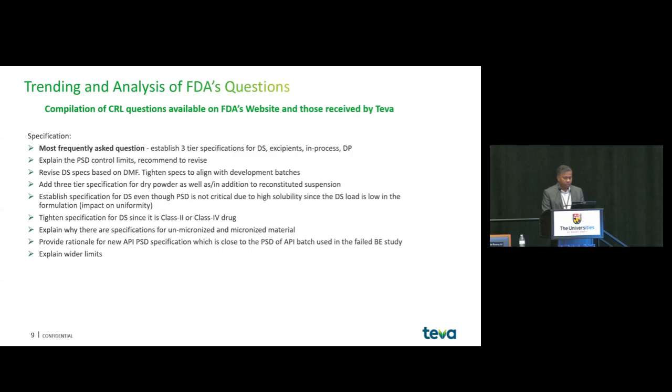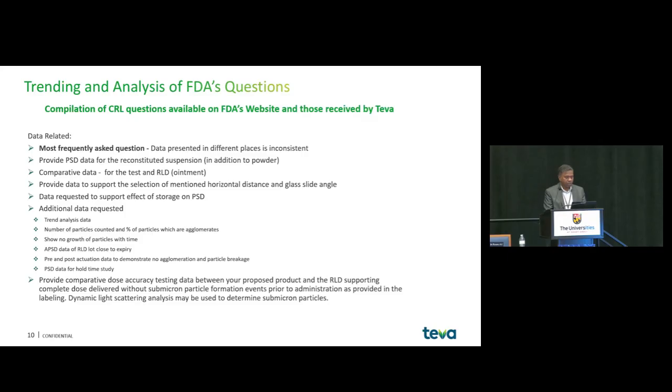Explain why there are specifications on micronized and non-micronized material, and provide rationale for new API PSD, which is close to the PSD of API batches used in failed BE studies, and explain wider limits. So the questions, after the specifications, the second most common questions were related to data.